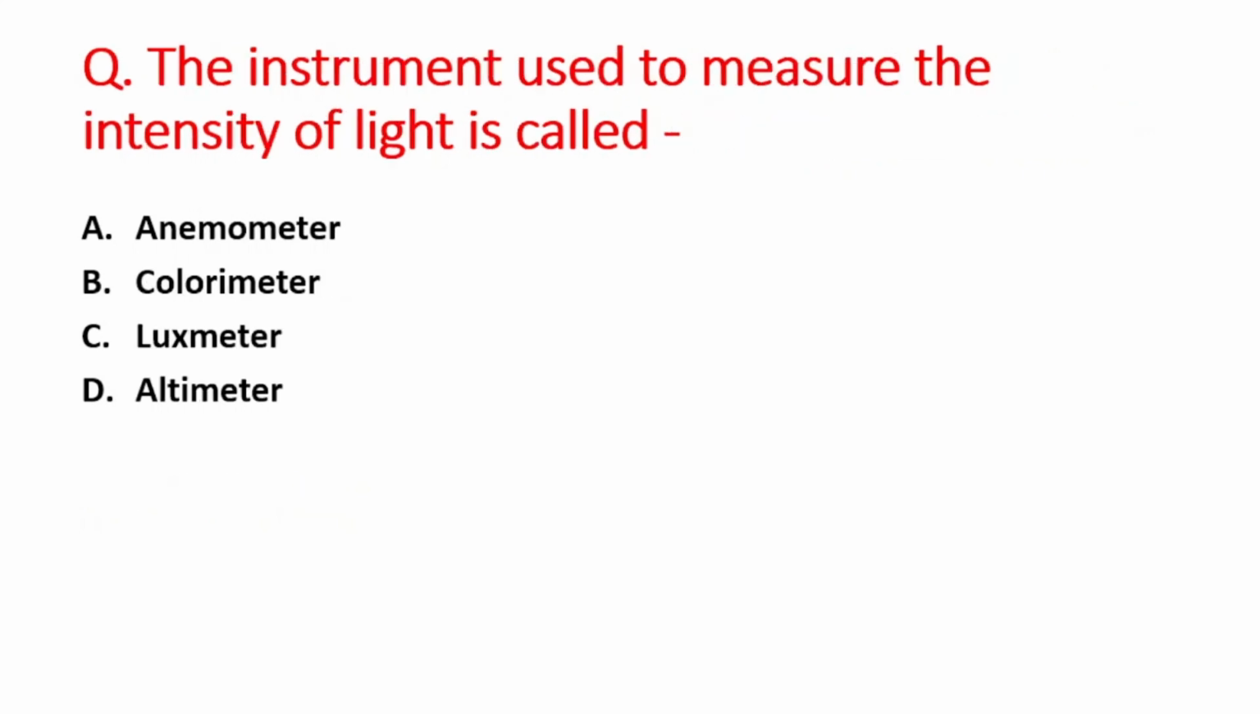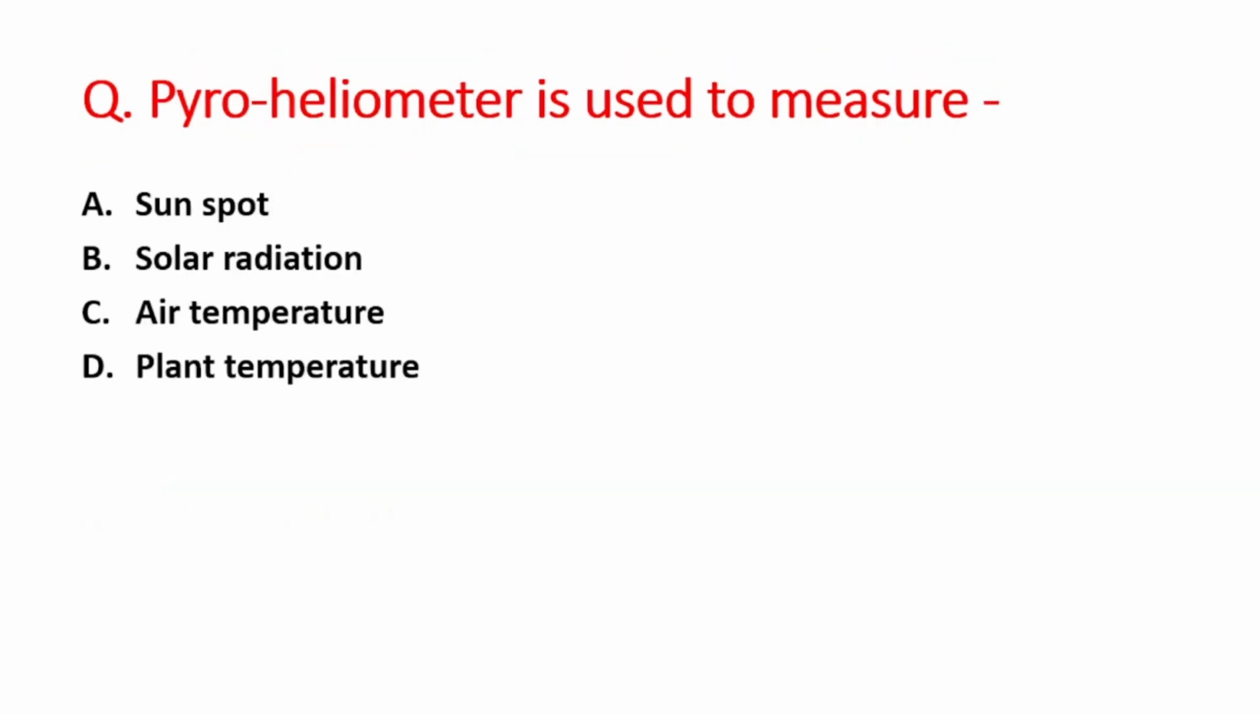Next question: the instrument used to measure the intensity of light is called? A option is anemometer, B is colorimeter, C option is lux meter, and D option is altimeter. So the right answer is option C, that is lux meter is used to measure the intensity of light. Next question: pyroheliometer is used to measure?